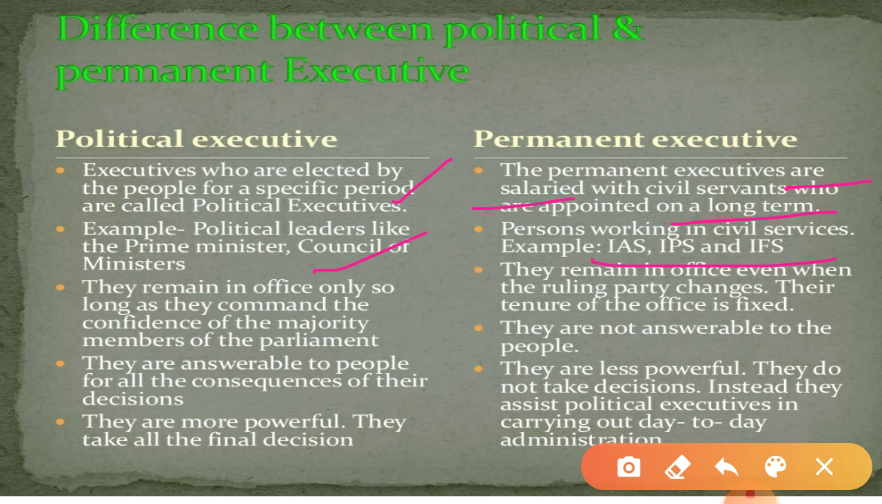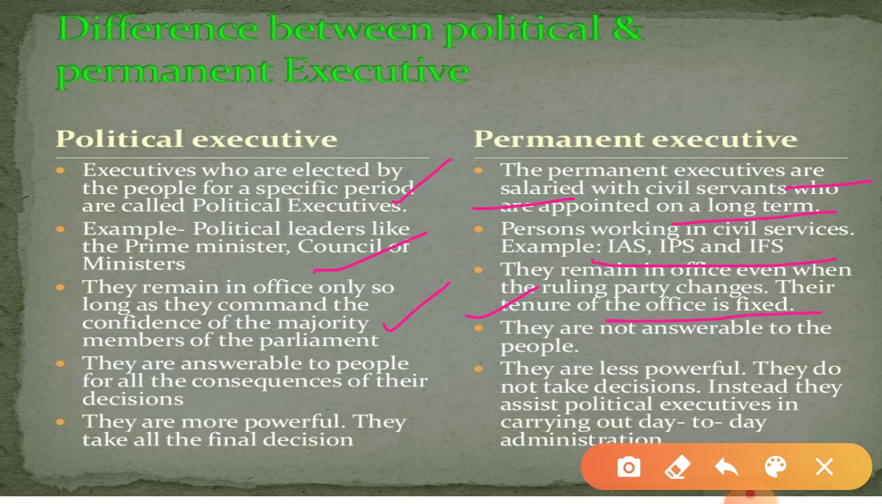Political executives remain in office only so long as they command the confidence of the majority of members of Parliament. This means they can work as long as the government has its majority. The maximum period of time for political executives is 5 years, but within these 5 years, if the government collapses, then they have to leave their post. But the permanent executives don't belong to any political party, so there is no relationship between these people and any political party. The tenure of these people is fixed.